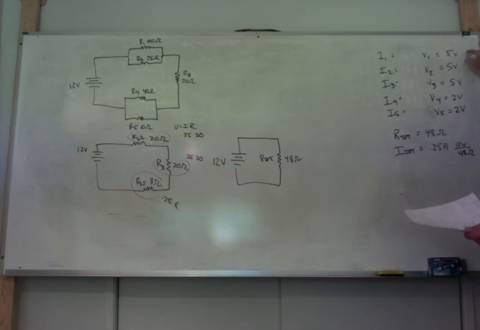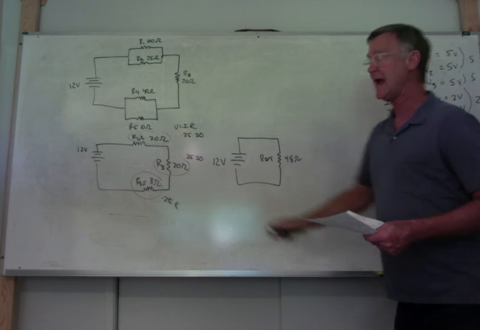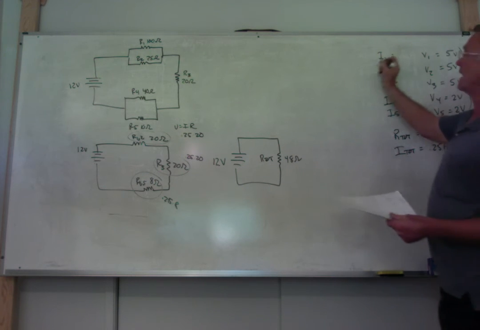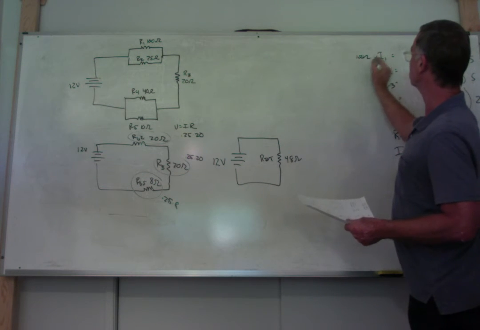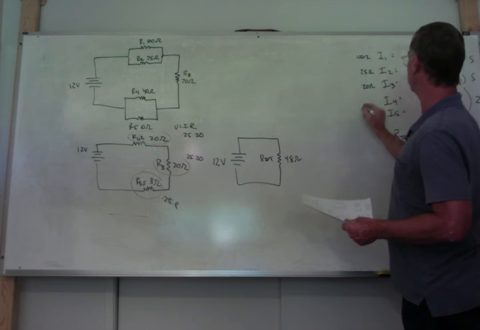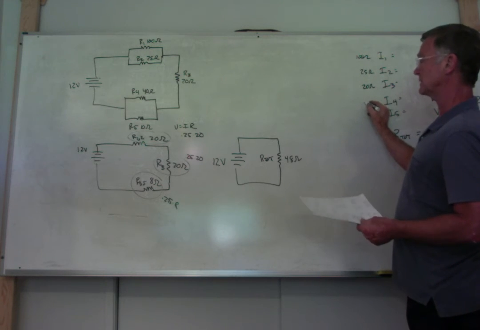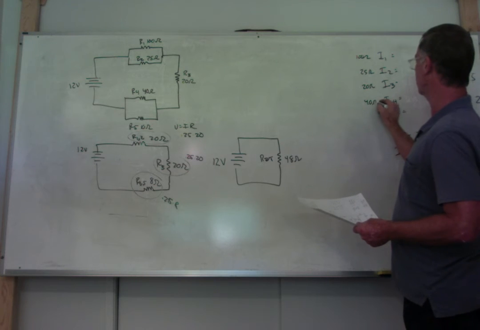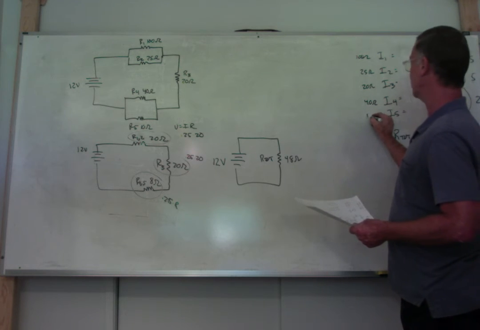Now, if I add this up, I get more than 12. But what you're really doing is adding those, that, and that. It's 5, 5, and 2 adds to my 12 volts total. And now you can simply work backwards. This is 100 ohms, 25 ohms, 20 ohms, and this one was 40 ohms and 10 ohms.